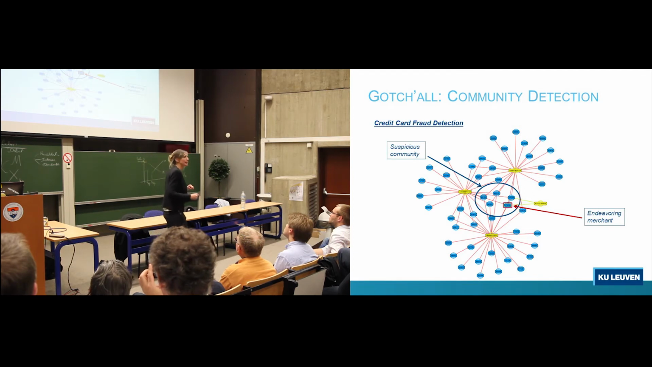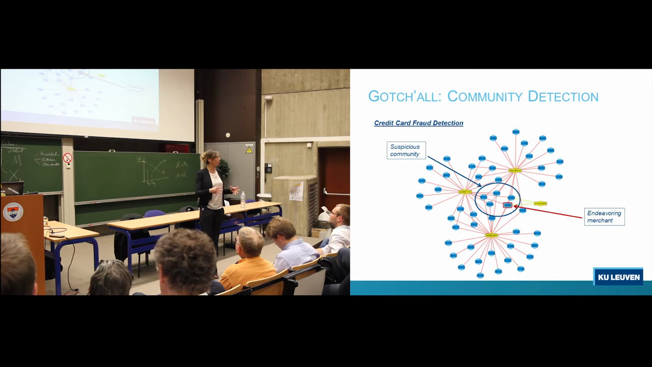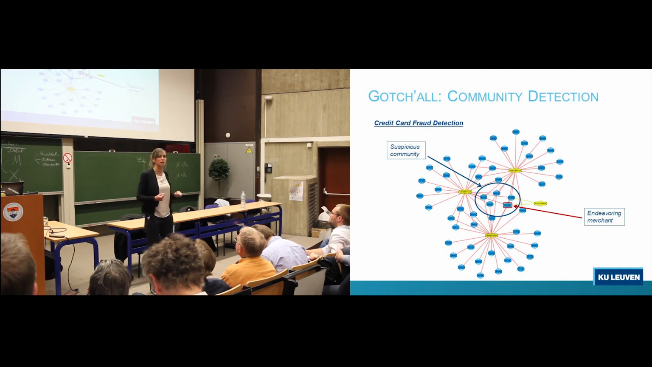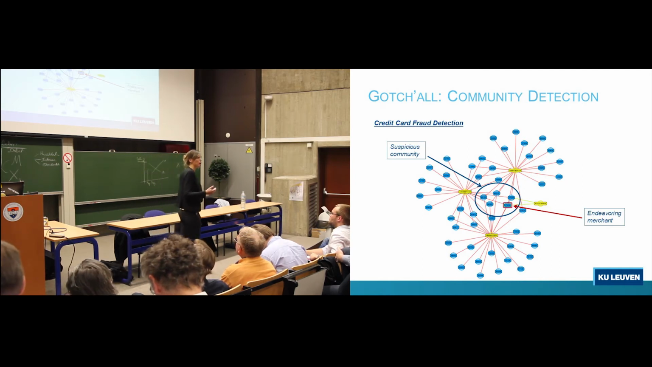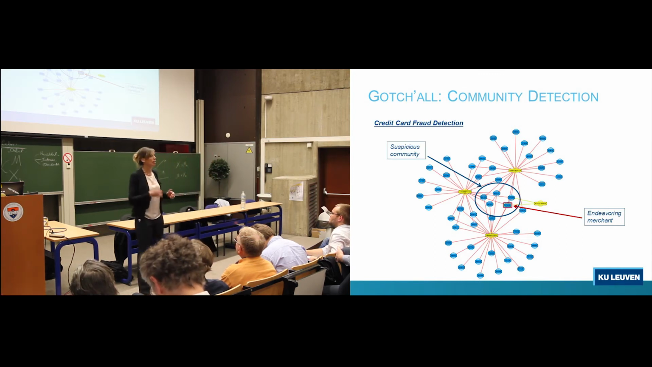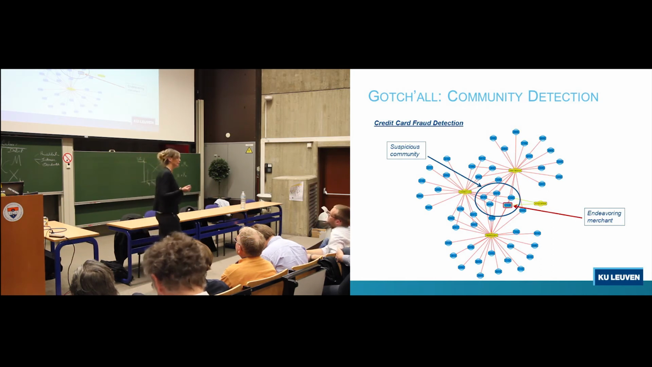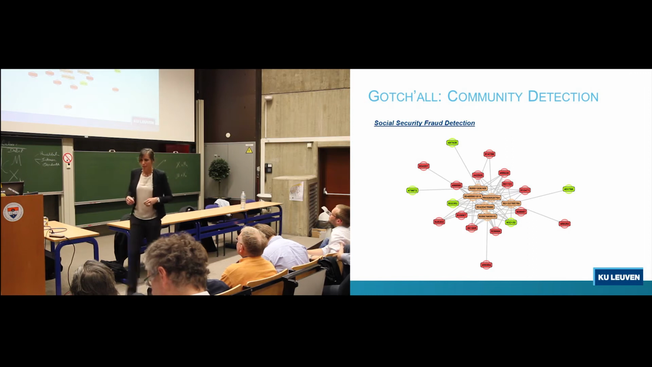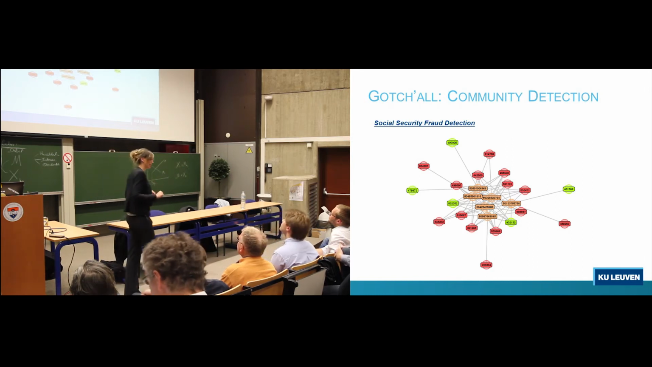Now if we're able to detect this kind of community, this group of stores where a lot of fraudulent transactions occur, and we have a new credit card that is used in some of these stores, we can raise a flag. And we can have our customer service call the customer and ask, hey, is there something wrong with your credit card? Did you use it in this store? And then we'll know. Unfortunately, I cannot show you the results on the credit card fraud detection application, but I can show you the results of social security fraud. Actually, it's exactly the same, it's just another application.